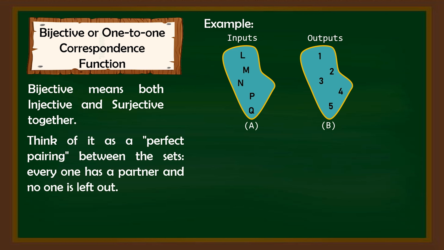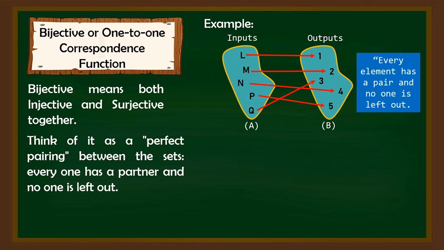Consider L, M, N, P, and Q as elements of the input, and 1, 2, 3, 4, and 5 as elements of the output, where L is associated to 1, M to 2, N to 4, P to 5, and Q to 3. If we take this concept in a relationship, everyone looks happy because they all have their own pair and no one is left unpaired. Remember, every element has a pair and no one is left out.